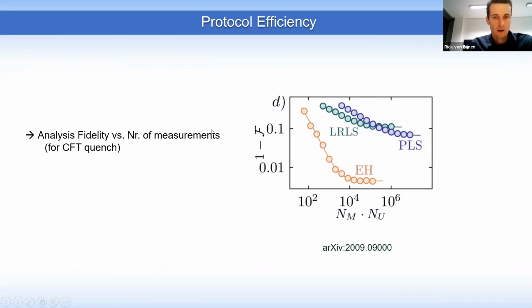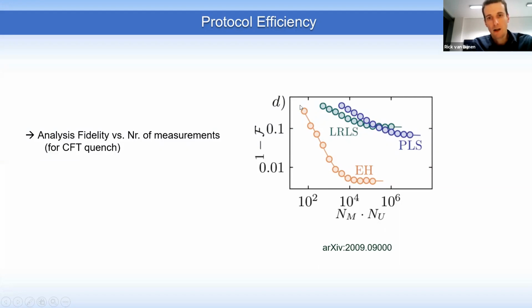Yes, sorry. And another thing we can do here is look at how well the fidelity that we get compares to the number of measurements that we needed. So with this simulation for the CFT quench, we did this analysis. So we plot here the infidelity, so the remaining error, as a function of the number of measurements. And the number of measurements is really the number of measurements times the number of unitaries for this randomized unitary.